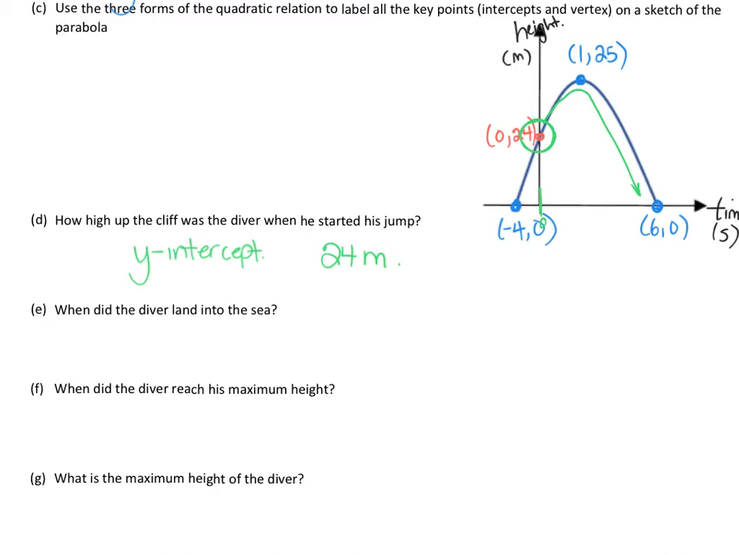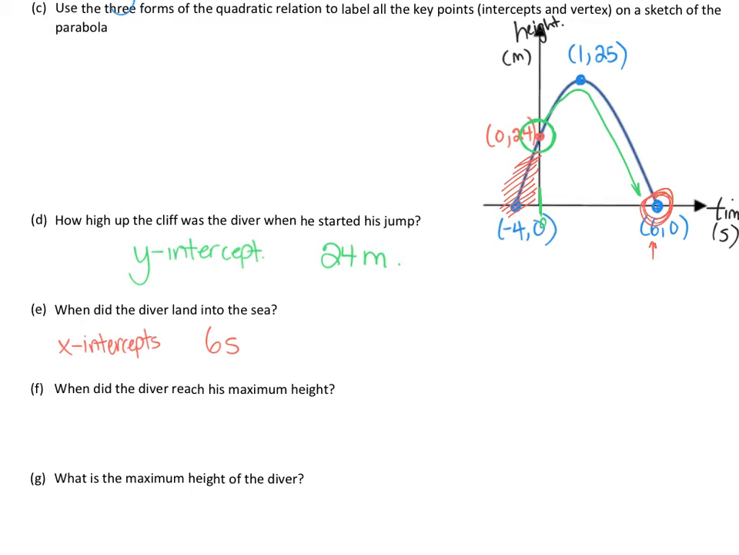So hopefully you can see that this is when he landed. That's when his height is 0. Okay, so he landed when? At 6 seconds. So that's one of the x-intercepts, right? The other x-intercept doesn't actually make sense in this scenario, note. So really this part of the graph right here is not applicable in real life, right? So we're using this model to model a real life scenario, but when t is negative, when time is negative, that doesn't really make sense.